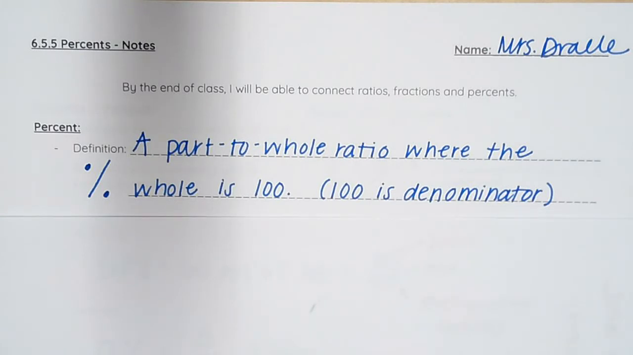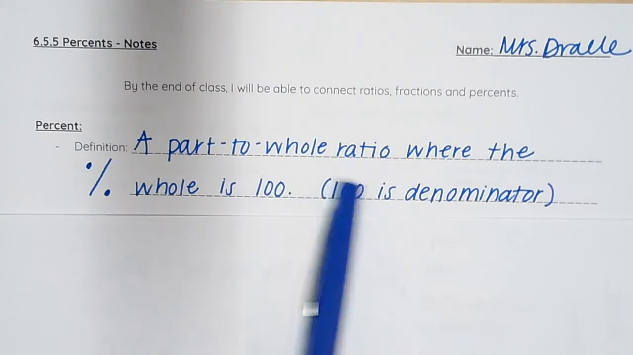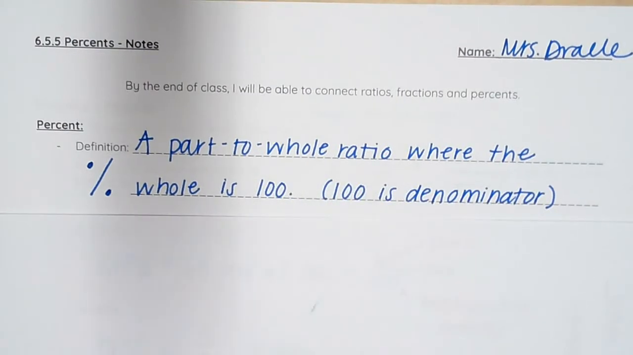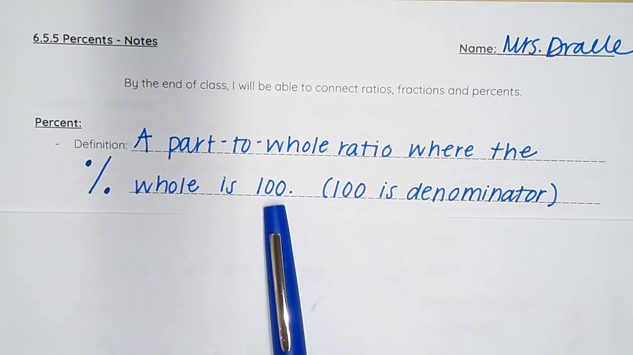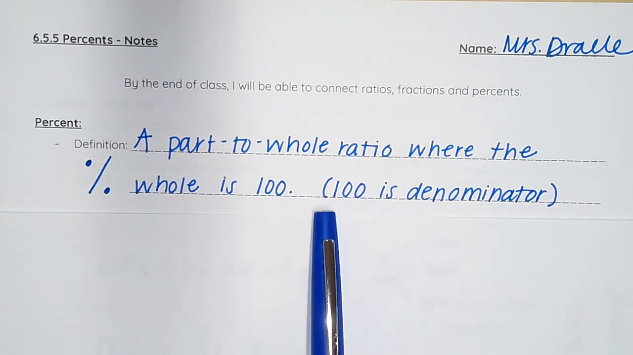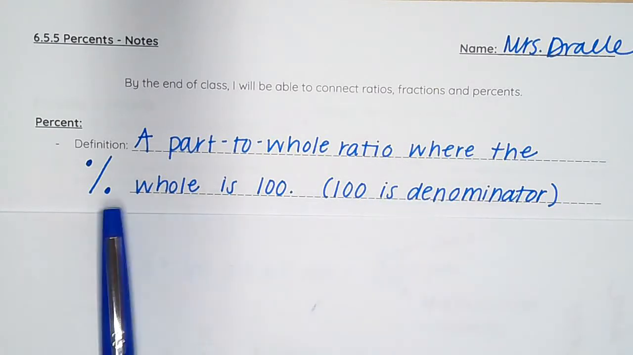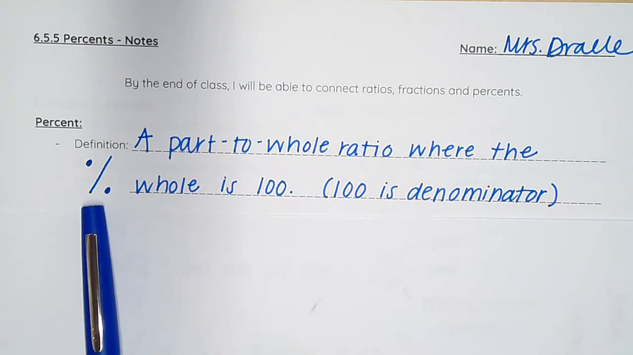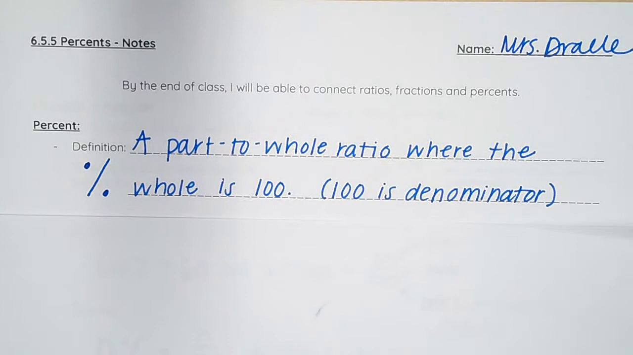A percent is a part to whole ratio, where the whole is 100. So every time we're working with percents, we're comparing something to 100. That means your 100 is always going to be your denominator. We know that when we write percent, we use this symbol here. How do we write this with numbers?